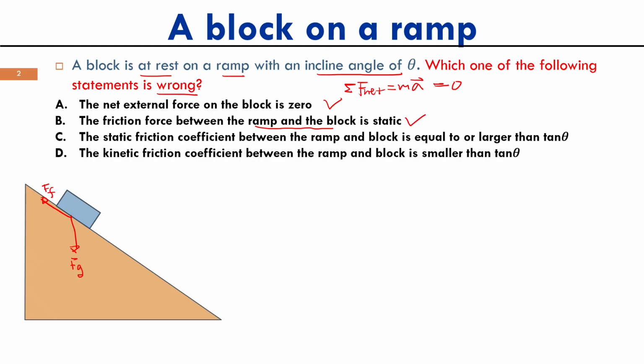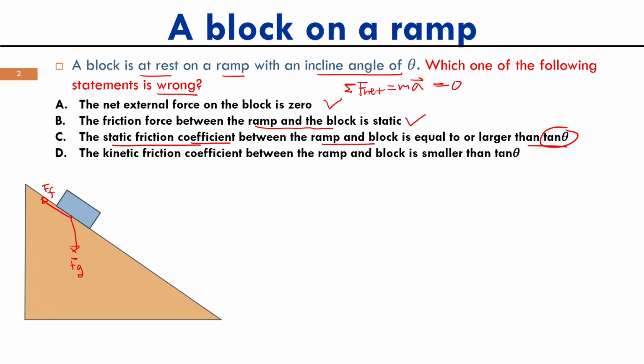Option C says the static friction coefficient between the ramp and the block is equal to or larger than tangent theta. Clearly, this option requires us to do some calculation, so let's figure out the relationship between the angle and the static friction coefficient. Let me use a different color. For this question, we can draw the free body diagram first.